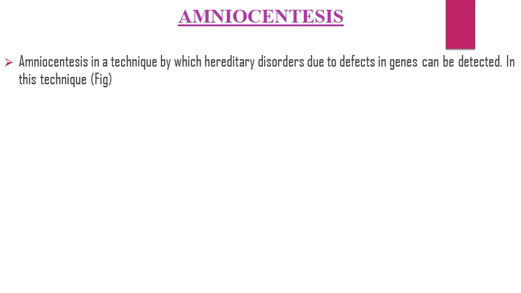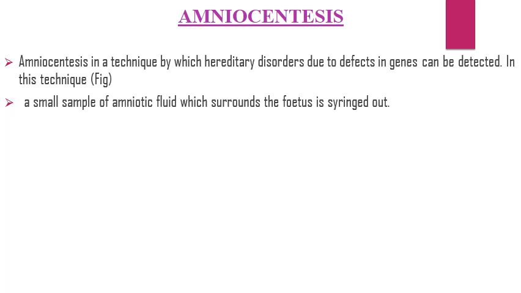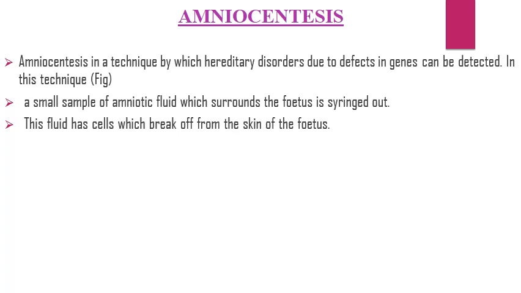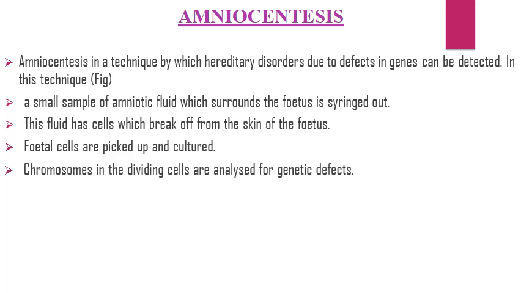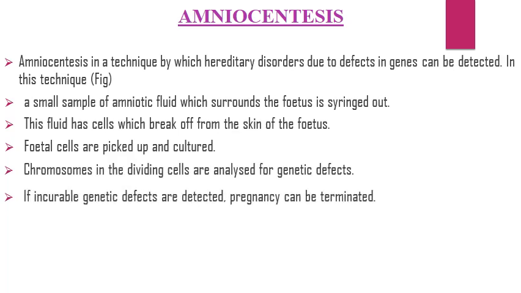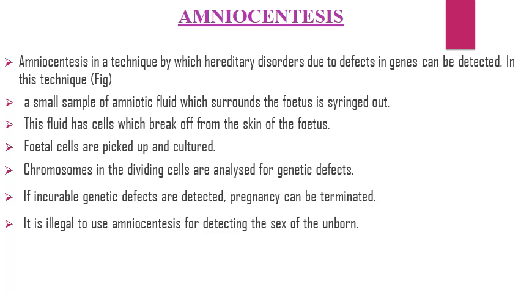Amniocentesis is a technique by which hereditary disorder due to defects in genes can be detected. In this technique, a small sample of amniotic fluid which surrounds the fetus is syringed out. This fluid has cells which break off from the skin of the fetus. Fetal cells are picked up and cultured. Chromosomes in the dividing cells are analyzed for genetic defects. If incurable genetic defects are detected, pregnancy can be terminated. It is illegal to use amniocentesis for detection of the sex of the unborn.